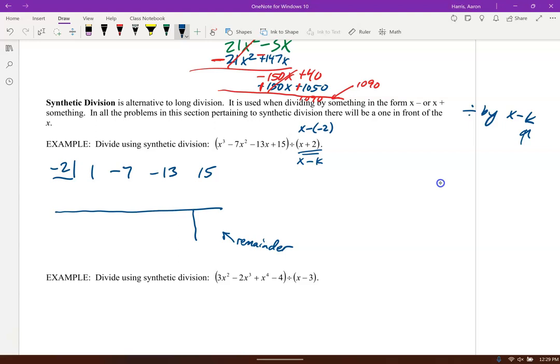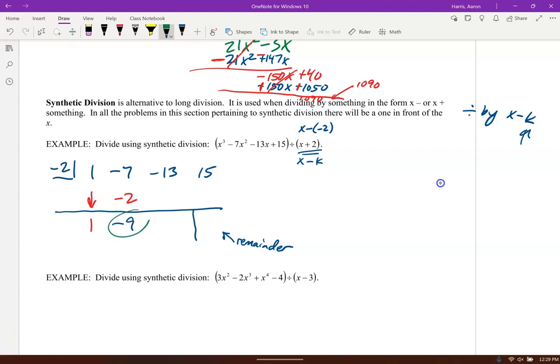So what you do with synthetic division is the first step: you just drop that number, 1, straight down. Now I multiply it by k every time. So 1 times negative 2 gives us negative 2. And then I go negative 7 minus 2, which gives us negative 9.